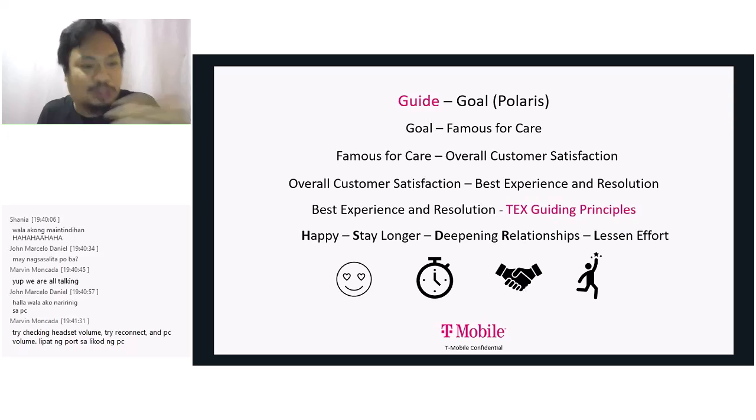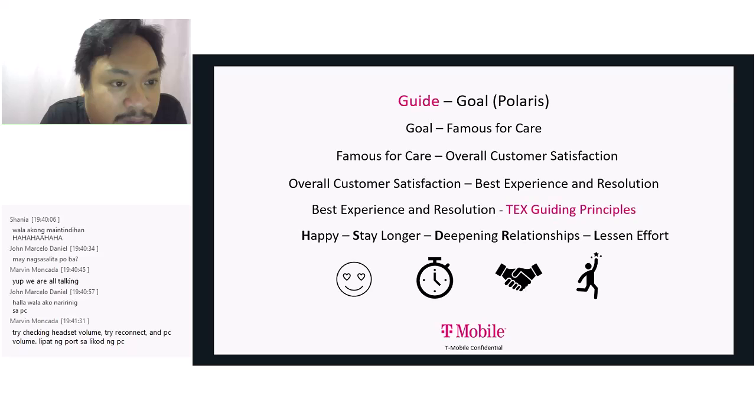Exactly. So, anyone wants to say something? Sige lang, may nag-off mute yata. Boss, may partly bang sagot?